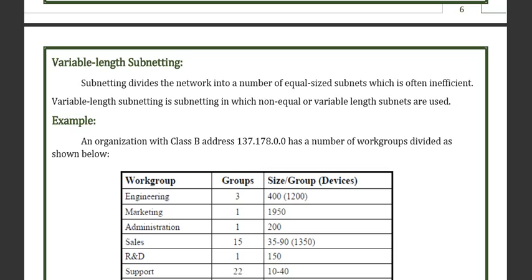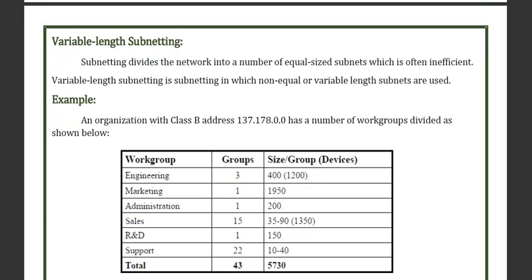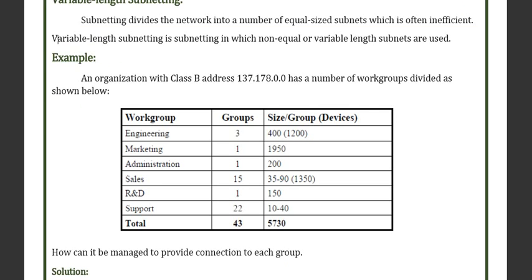Now we are in variable length subnetting. In variable length subnetting, we don't need to subnet equally, because subnetting is to divide the network into a number of equal-size subnets, but in variable size it is not mandatory. Variable length subnetting is subnetting into non-equal sizes.